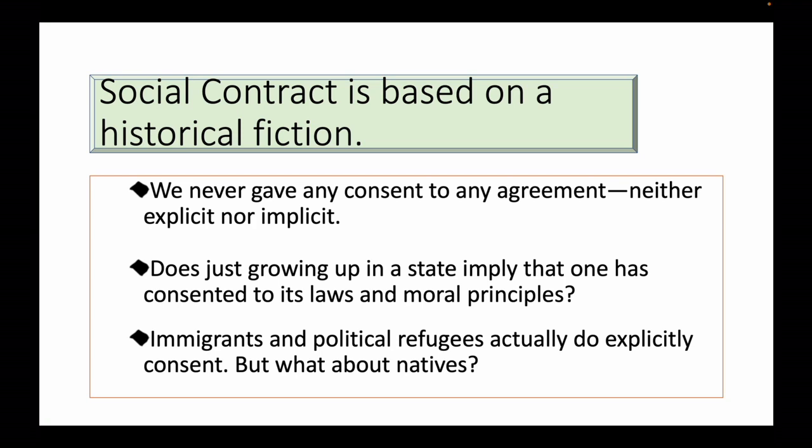Now, for example, immigrants and political refugees actually do explicitly consent. They have to. When they are naturalized, they swear that they abide by the laws of that country or that state. But what about people who are natives of a country? They're never really asked, do you agree or disagree? So it's a very complicated question. Now, again, I'm not saying that these are devastating, damaging criticisms. They have been addressed, but I'm not going to talk about it now.